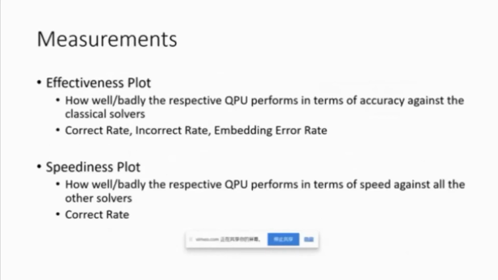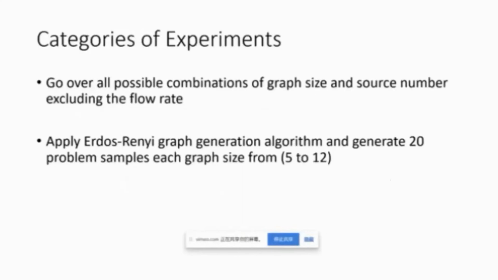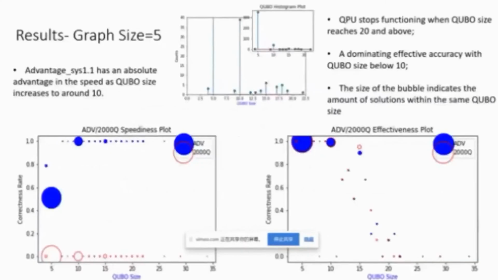Then there is the effectiveness plot. It shows how well the QPU performs in terms of accuracy against classical solvers. It includes correct rate, incorrect rate, and embedded error rate. Then there is the fitness plot. It shows how well the QPU performs in terms of speed against all other solvers. It includes correct rate. Then there are 2 categories of experiments. First, we go over all possible combinations of graph size and source numbers, excluding the flow rate. Second, we apply the Erdos-Renyi graph generation algorithm and generate 20 samples for each graph size from 5 to 12.